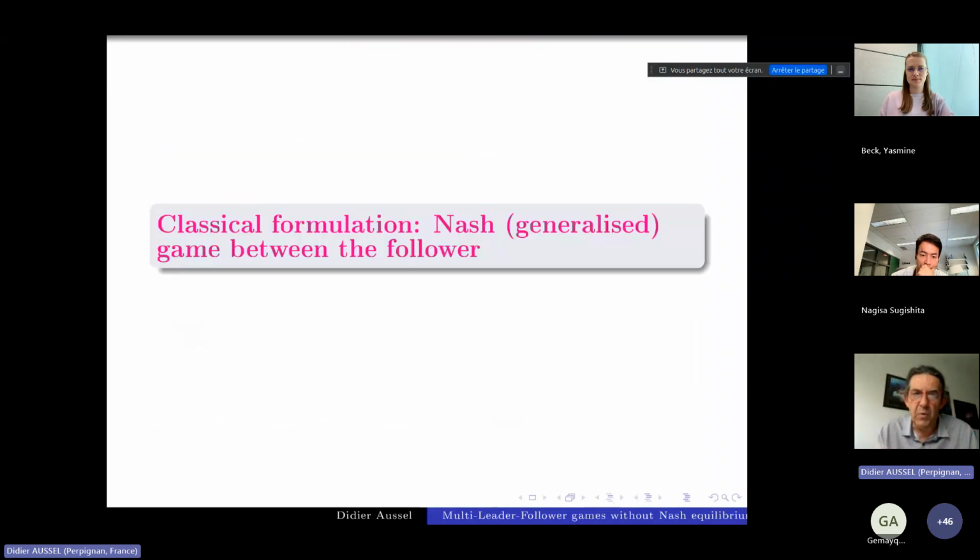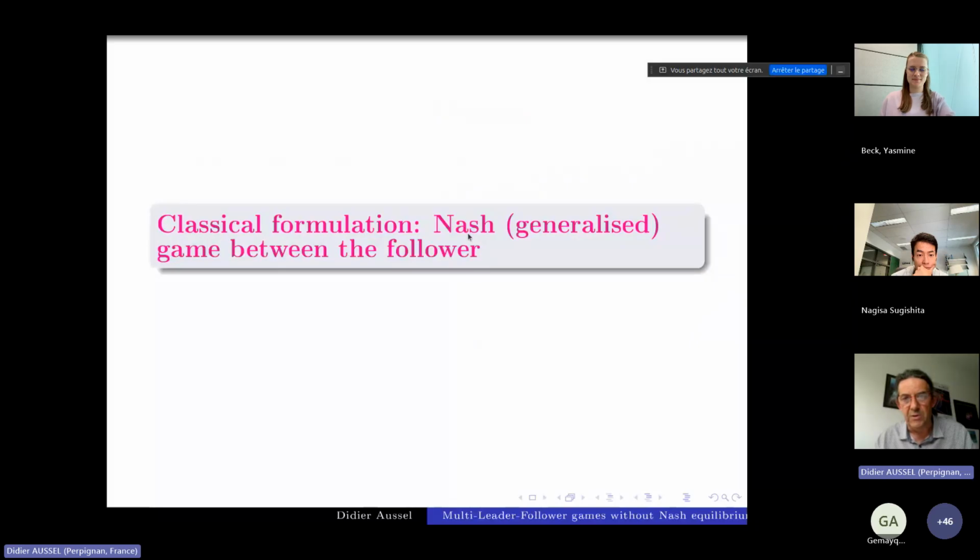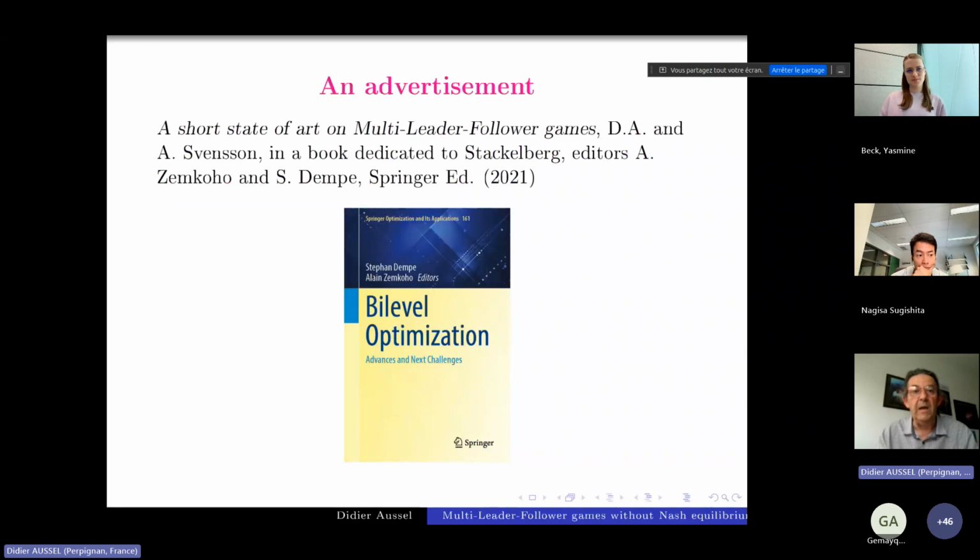Let us go now to what is a classical formulation. I already said, so I would like to make some advertisement about this short state-of-the-art in multi-leader follower games that we wrote with Anton Svensson in the excellent book by Dempe and Zemkoho. So if you are interested in this setting where you have a classical Nash or generalized Nash, then go to this book. You will find plenty of things, in our chapter concerning several followers, but also in the other chapters concerning one follower, and plenty of very interesting things.